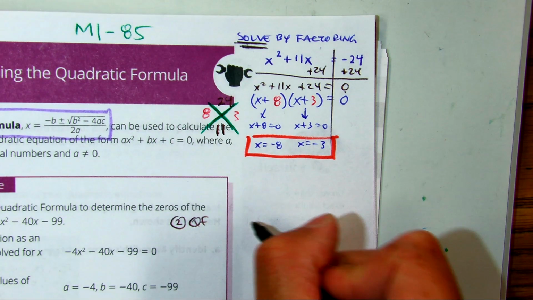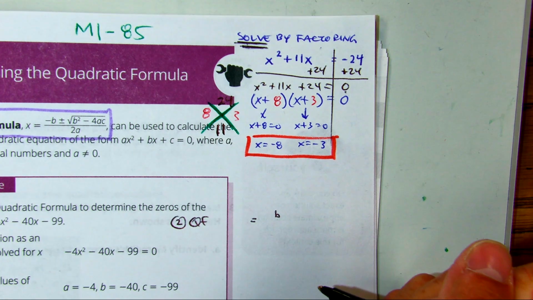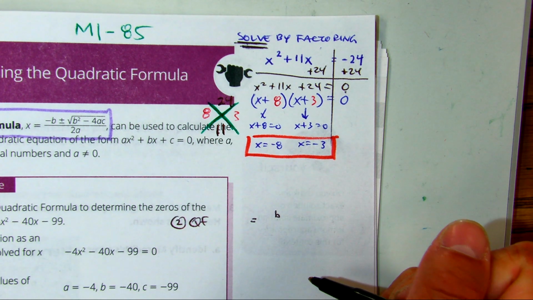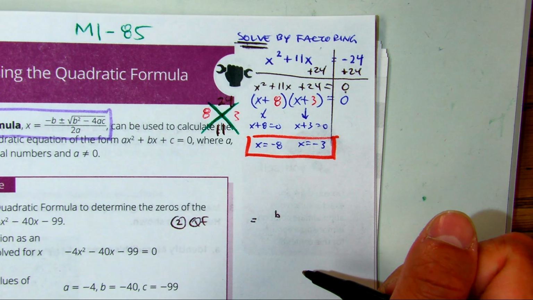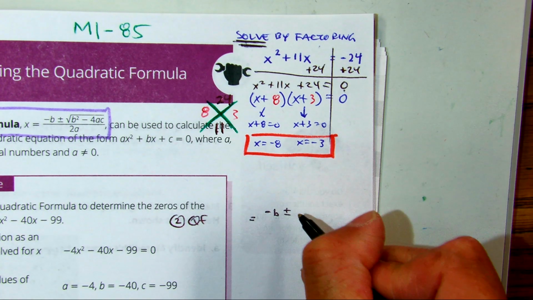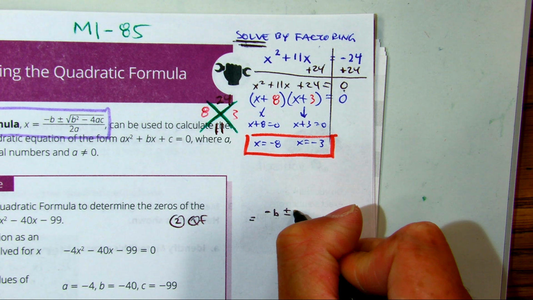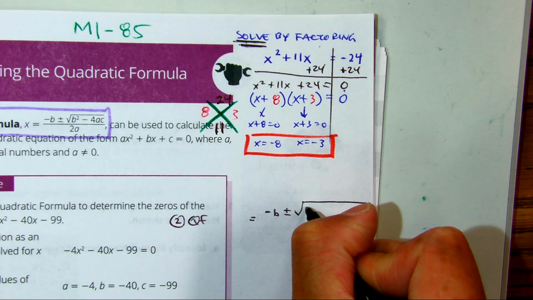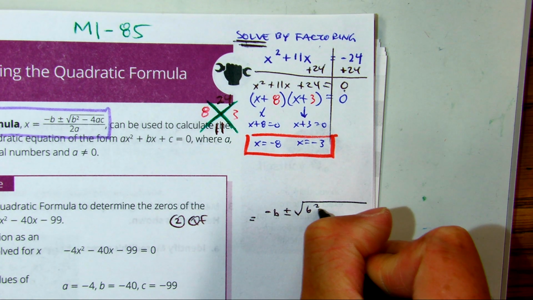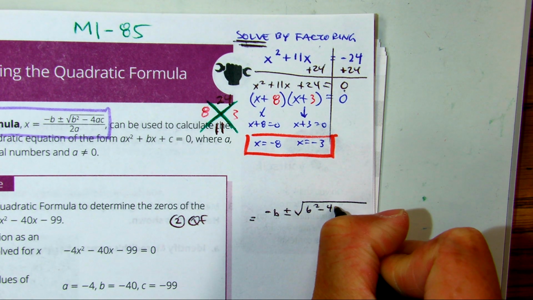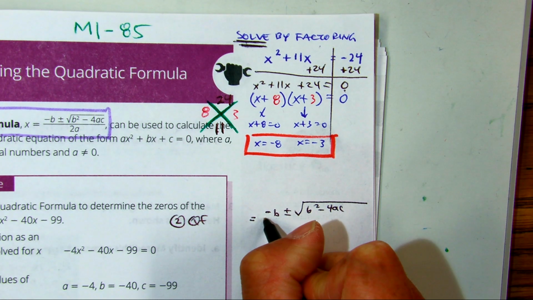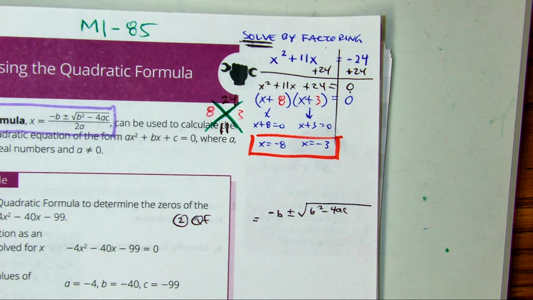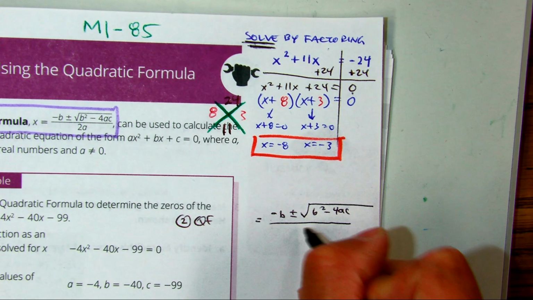Negative b, plus or minus, the square root of b squared minus 4ac, all over 2a. And this is the x.